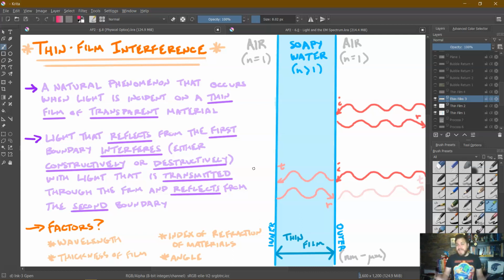And lastly, the angle. Right here I showed this fairly direct on, but if this light is coming in at a greater angle, that could change how many wavelengths of light could go through this material before it hits the inner boundary and then comes back out.